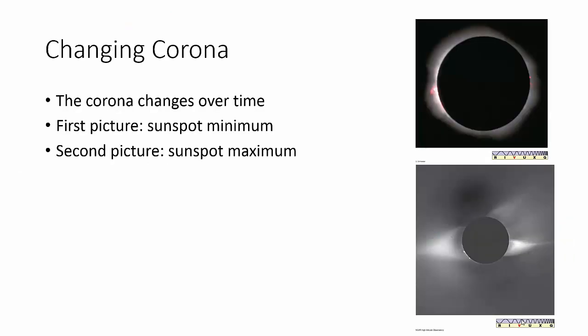So like I said before, the corona can change over time, and there's one that you'll notice that's a sunspot minimum, and there's pretty much no corona there, and then the corona looks pretty good, that's a sunspot maximum.